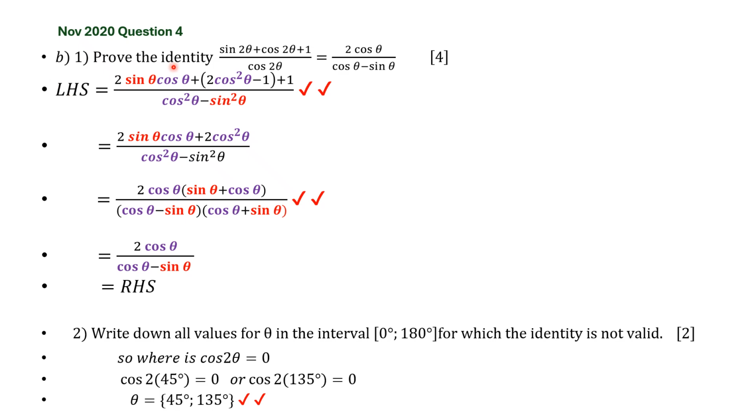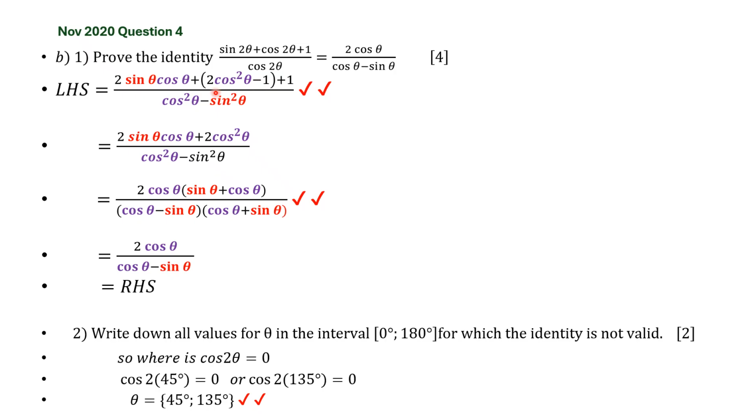They say prove the identity (sin 2 theta plus cos 2 theta plus 1) over cos 2 theta equals 2 cos theta over (cos theta minus sin theta). First, if I see plus 1, then the cos double angle must be expanded in such a way that it will cancel the 1. Number 2, if I see 2 terms there, cos theta minus sin theta, it means I'm working with factorization. So sin 2 theta is expressed as 2 sin theta cos theta, and cos 2 theta becomes 2 cos squared theta minus 1, plus 1.